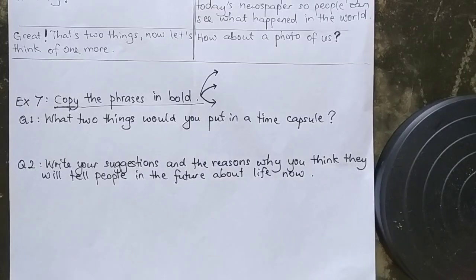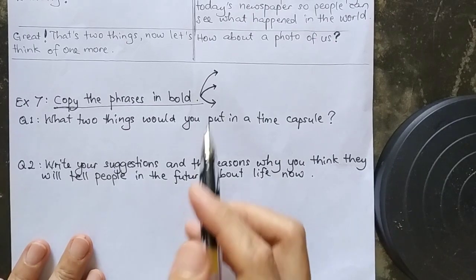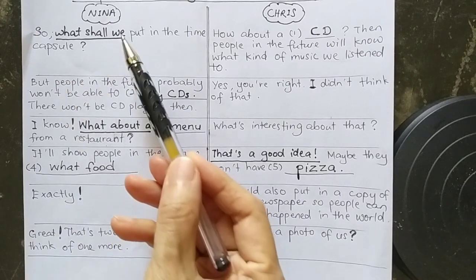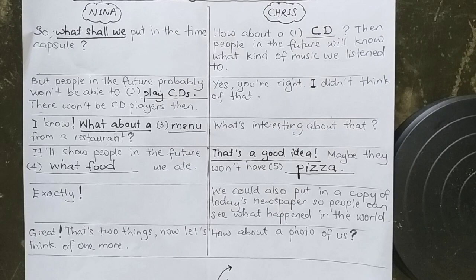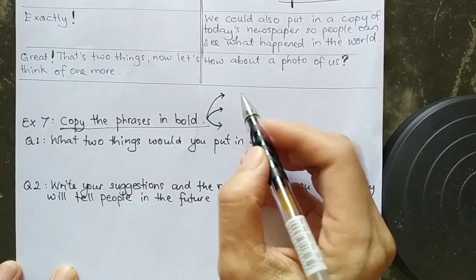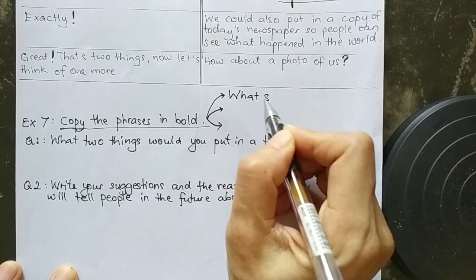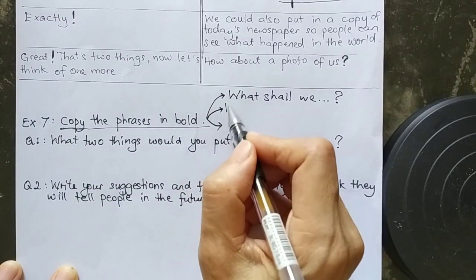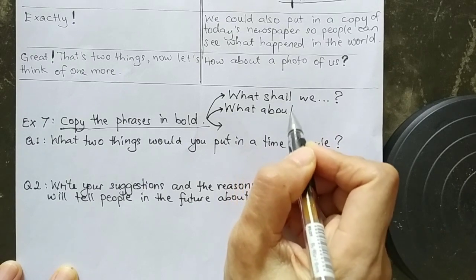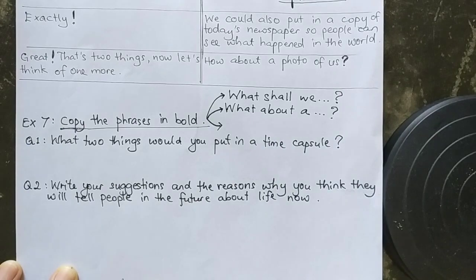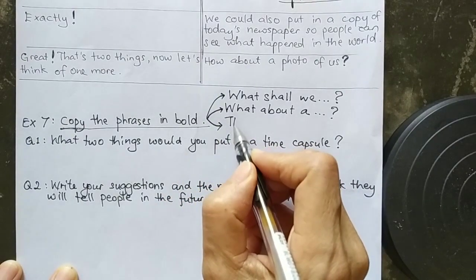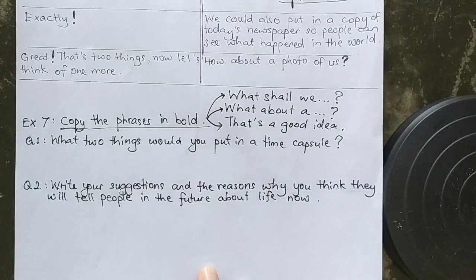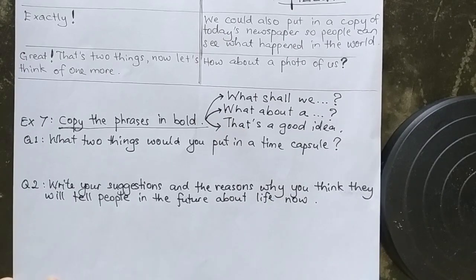For exercise 7, copy the phrases in bold. I shall write down the 3 phrases in bold over here. As you can see, you have the text with you. So these are the 3 phrases in bold that you shall write down. I shall write it here. What shall we, and a question mark here. 2, what about a, question mark. And the third one here, that's a good idea. Alright, so the first part is done. What about the second part here?